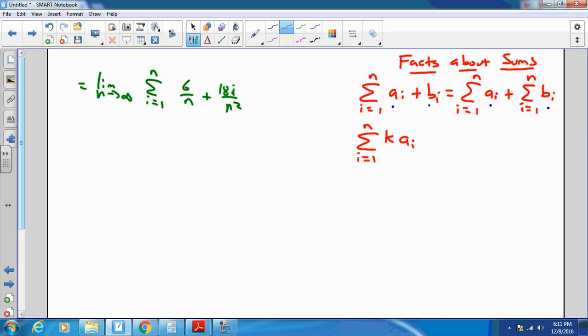Likewise, if I add up a constant times a sub i, that's the same as that constant times the sum of a sub i. And although this looks like a constant multiple rule, and you could call it that, it really is just the distributive property.